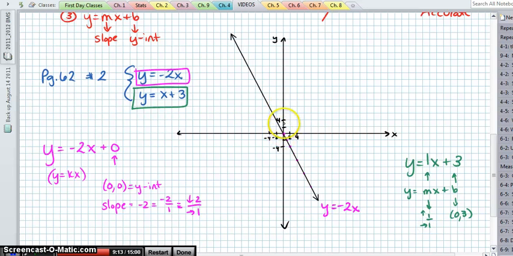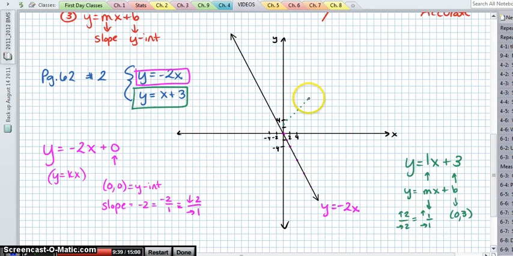So 0, 3 is like right here. So I'm going to go up 1 over 1. So I'm going up half boxes. Up 1, over 1, up 1, over 1, up 1, over 1, up 1, over 1. Or you know what? It's the same thing as up 2 over 2.